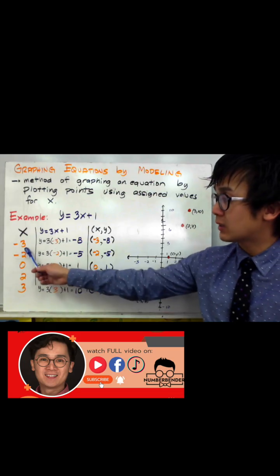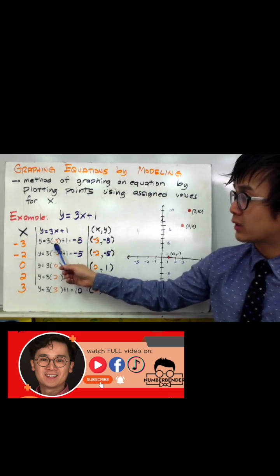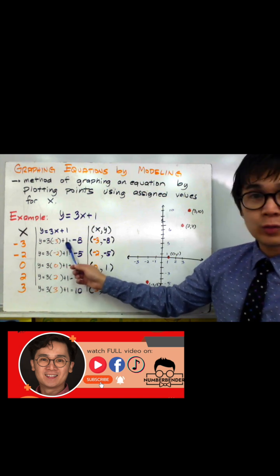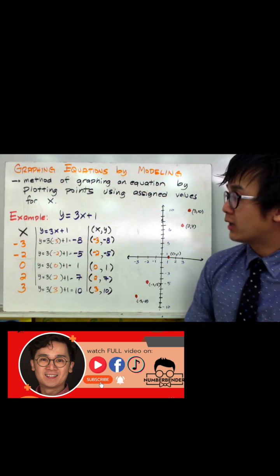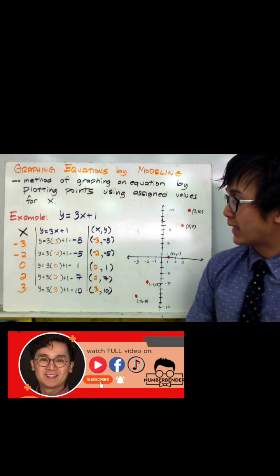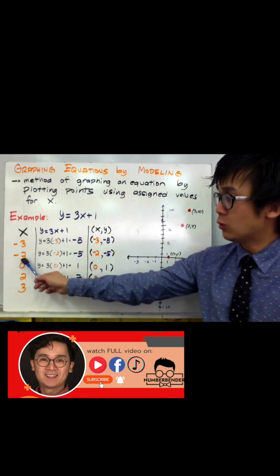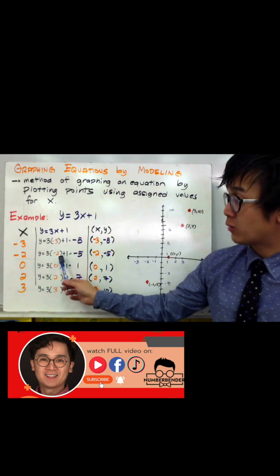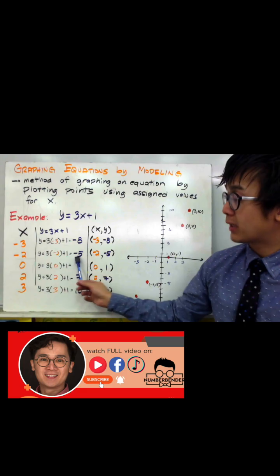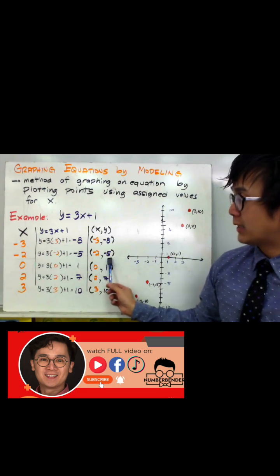So when x is equal to -3, if you plug it into the equation y is equal to 3x plus 1, y is 3 times -3 plus 1, which gives you -9 plus 1, so y is equal to -8. So our first point will be (-3, -8). And if x is equal to -2, plugging it into our equation, y will be equal to -5. So our second point will be (-2, -5).